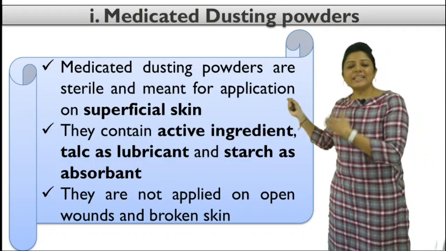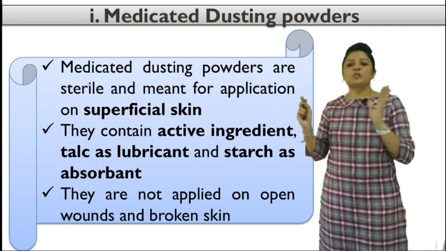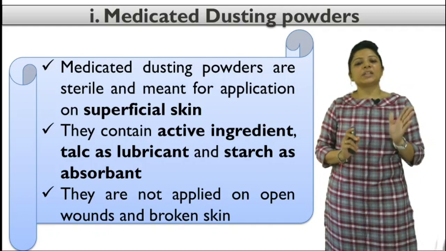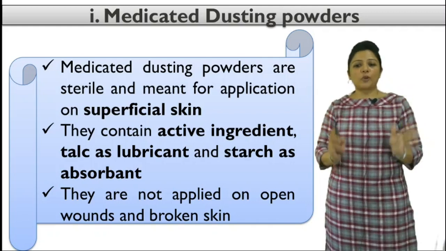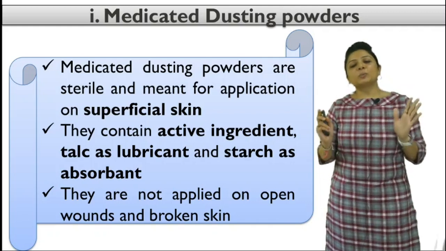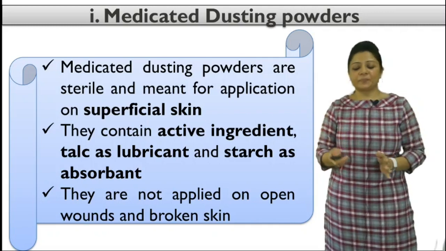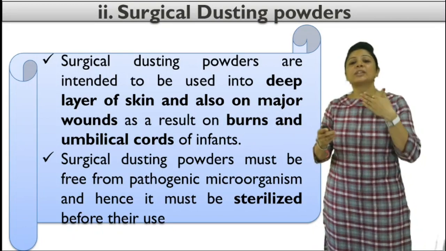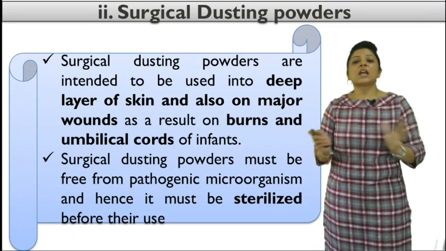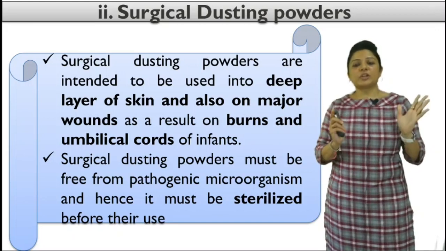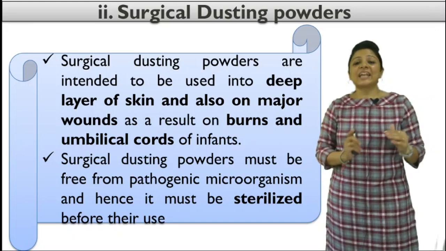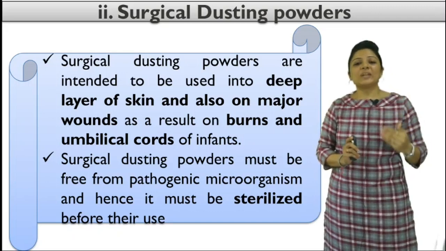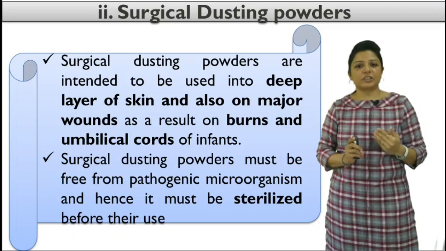Now, medicated dusting powders are preferred for superficial skin conditions. There is one active ingredient, one lubricant and one absorbent in the formulation. They cannot be applied on broken skin or open wounds. But surgical dusting powders can be applied on deep cuts, major wounds, burns, major surgical portions or the umbilical cord of the infant. In such cases, the powder must be sterilized before use to prevent cross contamination or infection.